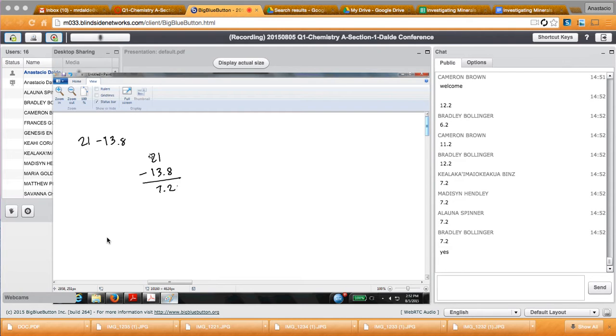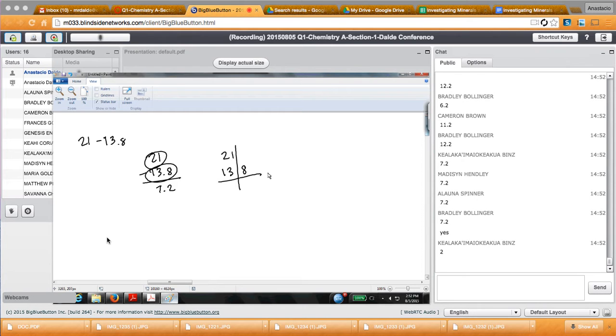Well, this one has 2 sig figs. This one has 3 sig figs. So I'm going to limit my answer to 2 sig figs, right? Wrong. Remember, the adding rules are different from the multiplying rules. 21 has no sig figs after the decimal. 13.8 has 1 significant figure after the decimal. So you only limit it down to just 7. Why? Because even though the answer is 7.2, you cut this off, because this one didn't have a spot there.